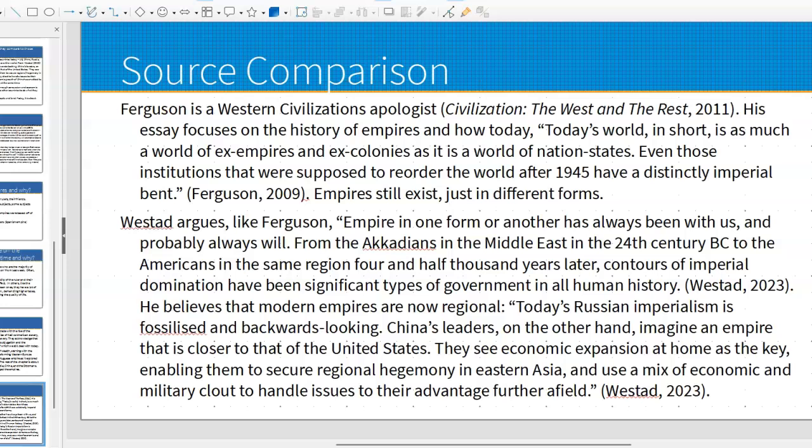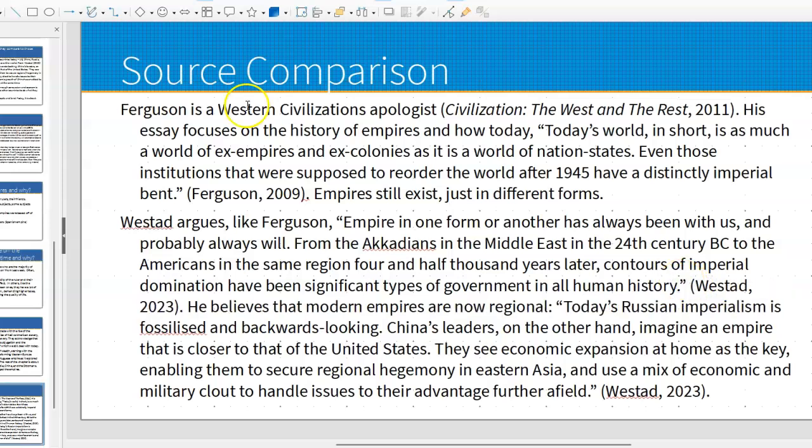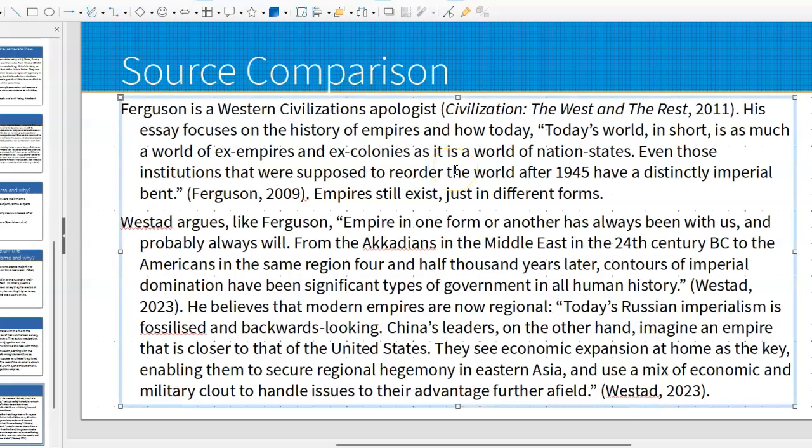Sorry, I didn't have this in here. There should be a quotation mark there to end that. And what he means by American presence there in the same region 4,500 years later is, of course, the Western presence or the U.S. presence in Iraq, Afghanistan, etc. Even though we're out of Afghanistan today, when this was written, we were still there, but definitely in Iraq and in other parts of the Middle East.